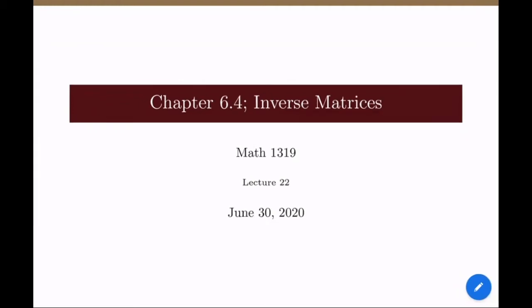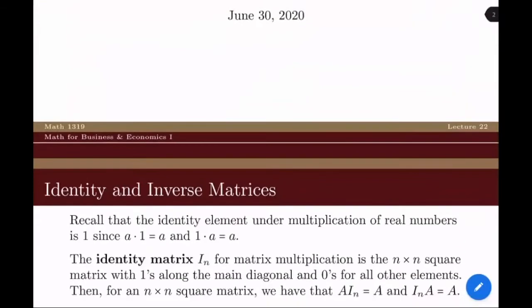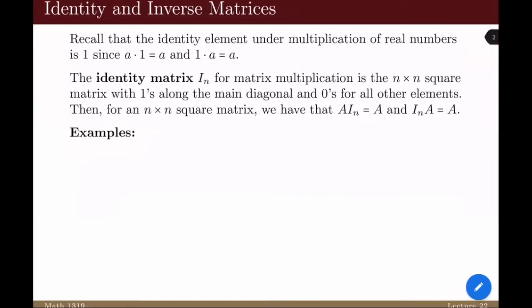We're going to be doing chapter 6.4, inverse matrices, and we're going to jump right in. Identity and inverse matrices. Recall that the identity element under multiplication of real numbers is 1, since for any real number a, a times 1 is a, and 1 times a is a.